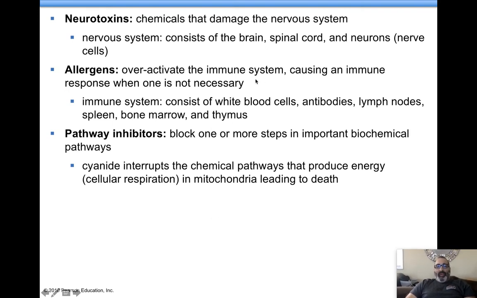Our immune system reacts to different things. Some of us are hyperimmune, which means our immune system is overactivated by certain chemicals. So allergens are when that occurs. We have an immune system response when one is not necessary. It's technically not something that should make us ill, but our immune system is reacting in a way where it's overactivating.